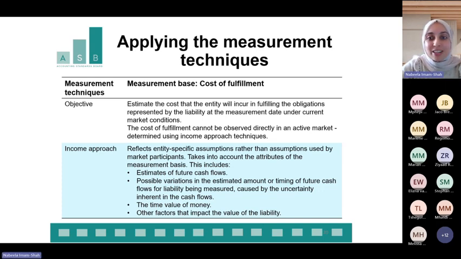Now, the market approach and the cost approach cannot be used to determine the cost of fulfillment. It is only the income approach that is available to use as a technique for the cost of fulfillment measurement base. Okay, now this brings us to the end of the education session.